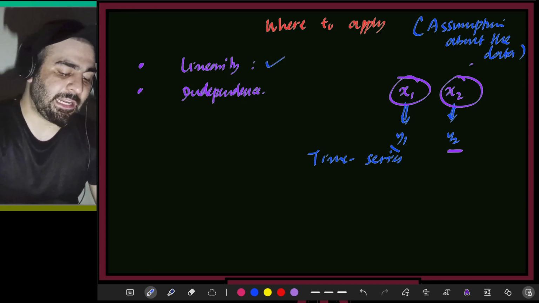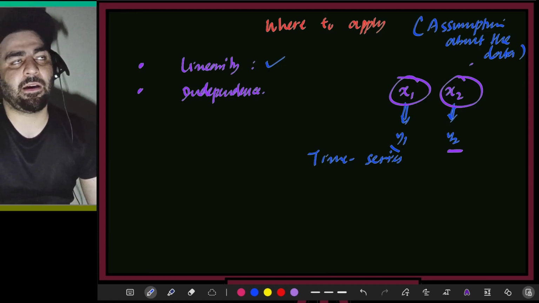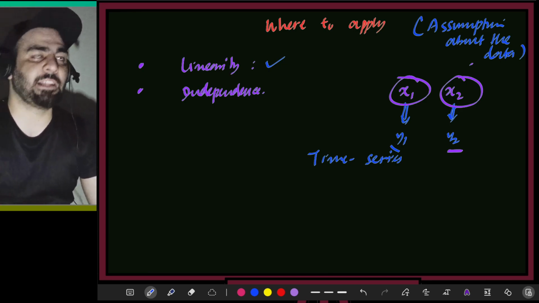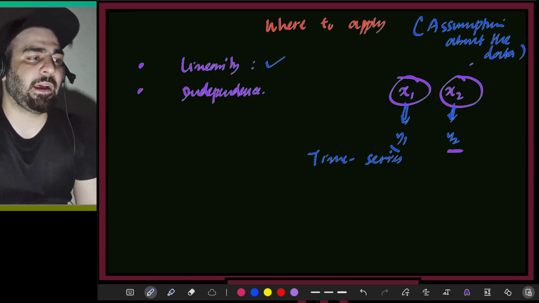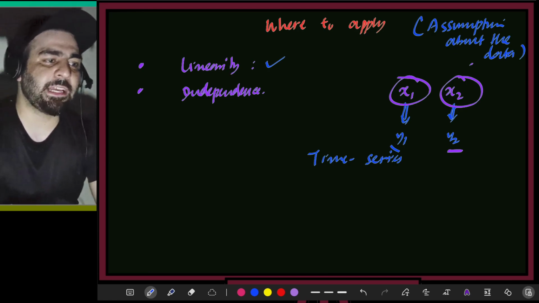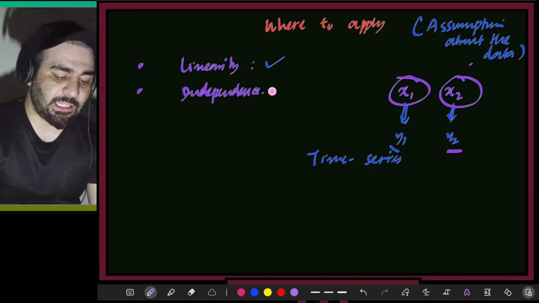The first thing is linearity. Between the dependent and independent variables, basically the features and the labels, there should be a linear relationship. And the second thing is independence. So these are the two things which are very important.